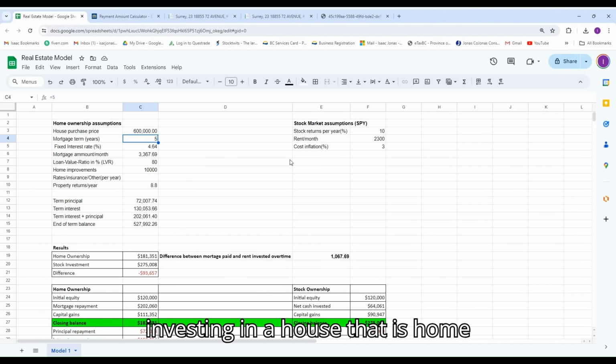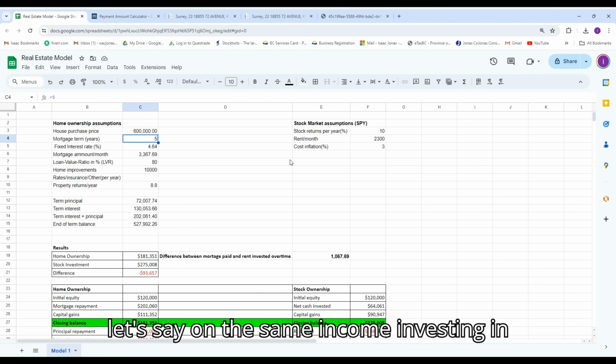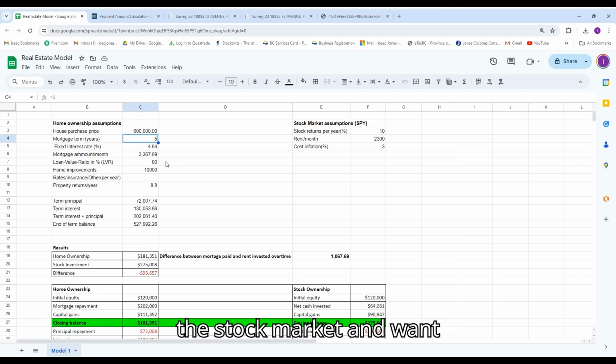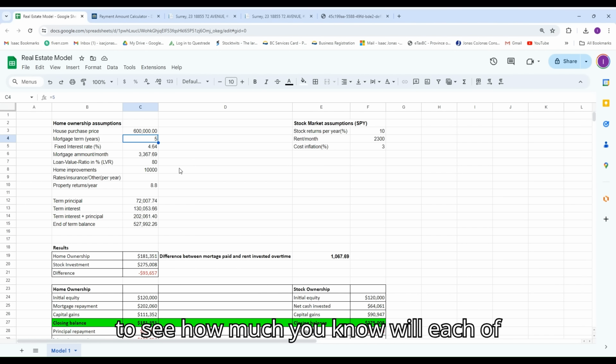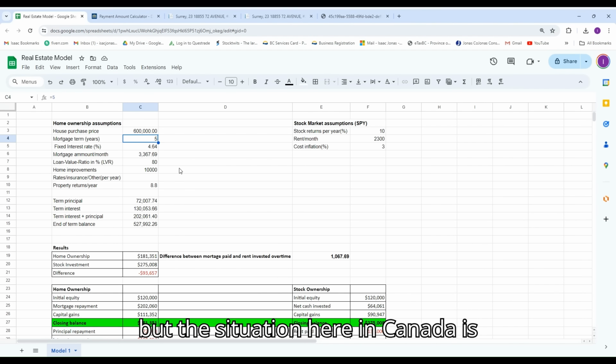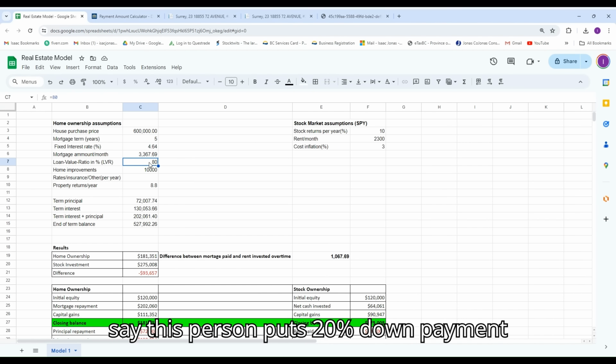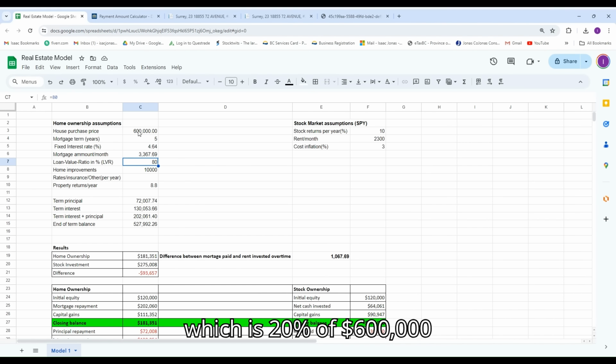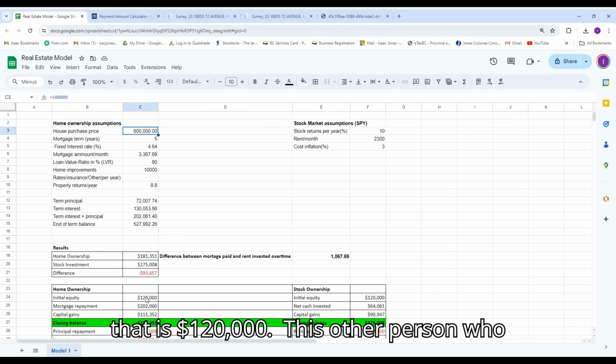For example, one is investing in a house, that is home ownership, and then the other person, on the same income, is investing in the stock market, and I want to see how much each of these will make in the next 5 years. The situation here in Canada is that usually people get a 5 year term mortgage with an amortization of, let's say, 25 years, but they renew it every 5 years. In this case, I'm assuming this person puts 20% down payment, which is 20% of 600,000. That is 120,000.